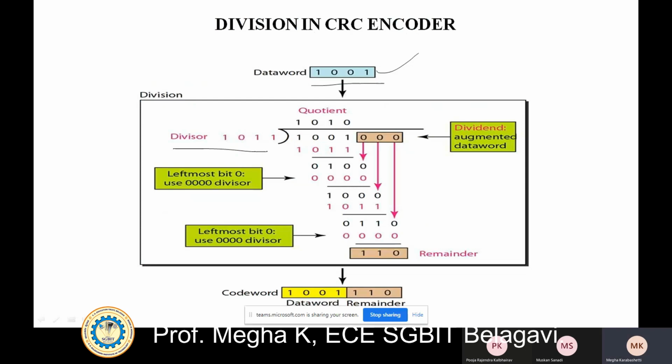So how many zeros are to be added here? As the generator polynomial has 4 bits, 4 minus 1, that means 3 zeros are appended to the data. You can see the augmented data word where zeros are added. How many zeros? K minus 1, that is 3 zeros. Now we will perform division.